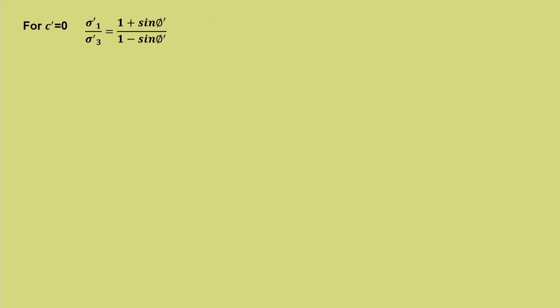Now, we have sigma 1 dash is equal to sigma 3 dash tan square 45 plus phi dash by 2. This is as per the Mohr-Coulomb failure envelope. Now, this is not going to change, this remains same. So, we have what is the ratio. Now, this is for C dash is equal to 0. We are not considering cohesion for the time being. So, we will consider the Mohr-Coulomb failure envelope, that will give sigma 1 dash by sigma 3 dash, tan square 45 plus phi by 2, is equal to 1 plus sin phi dash by 1 minus sin phi dash.